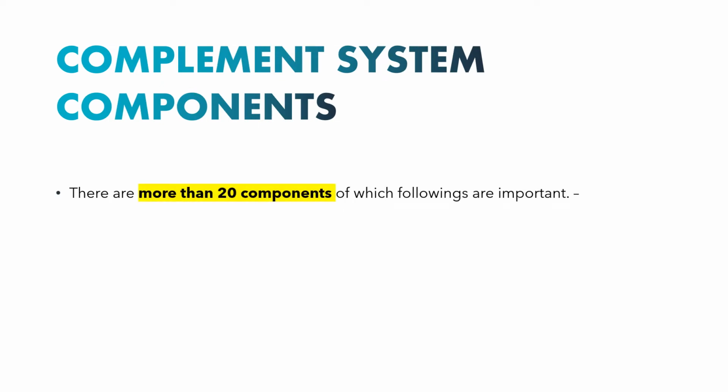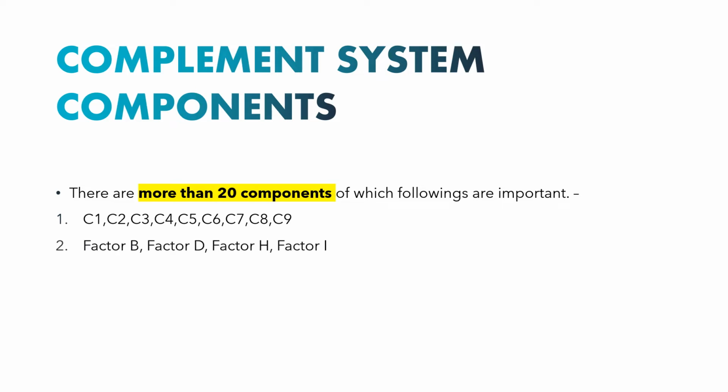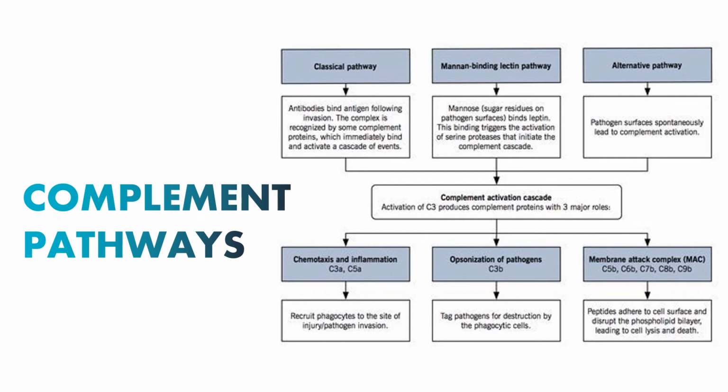Complement system components. There are more than 20 components, of which the following are the important ones: C1, C2 up to C9, factor B, factor D, factor H, factor I, properdin, C1 inhibitor, C4 binding protein, and S protein are the main components of the complement system. There are three pathways which make up the complement system, which are the classical pathway, the mannose binding lectin pathway, and the alternative pathway.